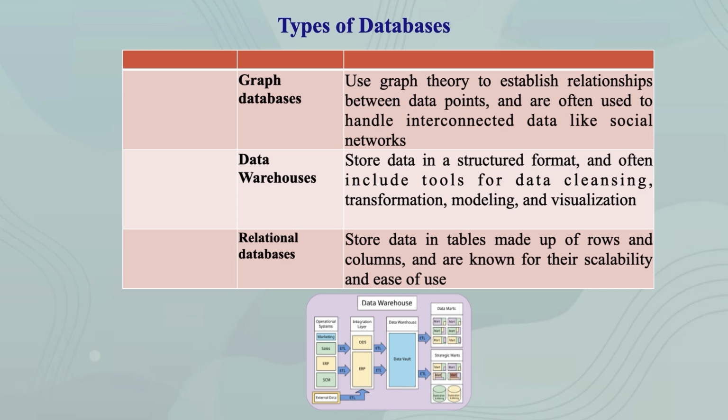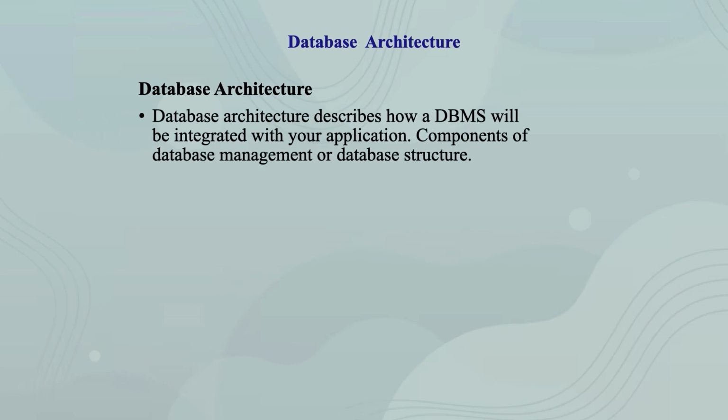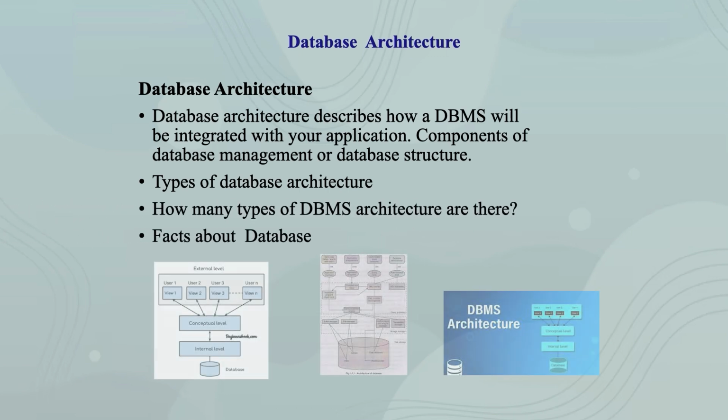So what are the key concepts of databases? What is the database definition and concepts, what is a DBMS, and then the important terms such as tables, records, fields, primary key and foreign key. All these. Now we talk about the database architecture. It also includes the components of the database management or database structure.